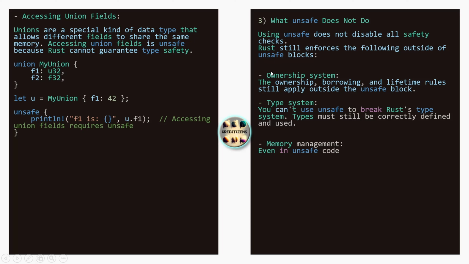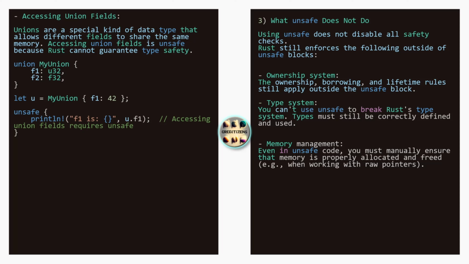The ownership system: ownership, borrowing, and lifetime rules still apply outside of the unsafe block. Type system: you can't use unsafe to break Rust's type system. Types must still be correctly defined and used. Memory management: even in unsafe code, you must manually ensure that memory is properly allocated and freed, for example when working with raw pointers. So even if you're using unsafe, you still need to follow certain rules. It's not free to do whatever you want.